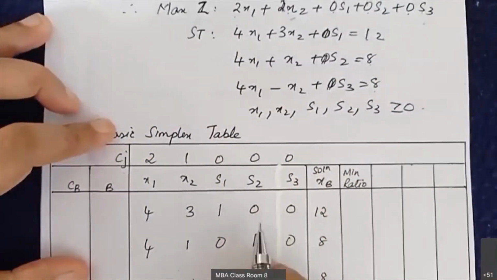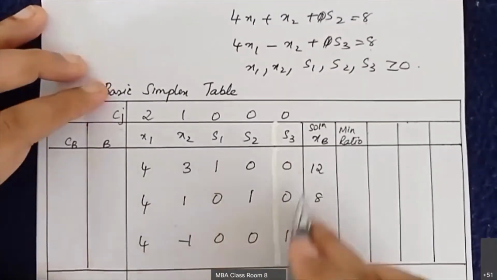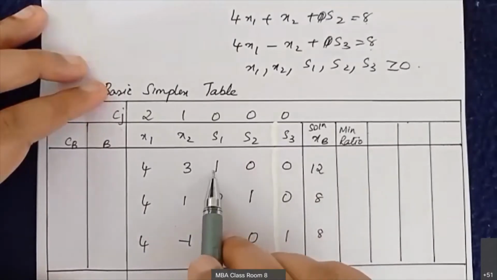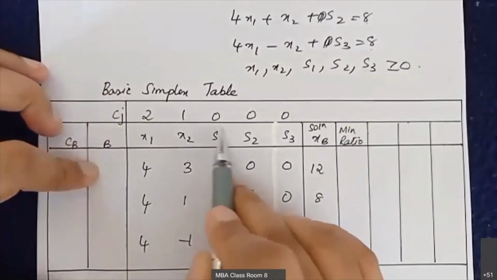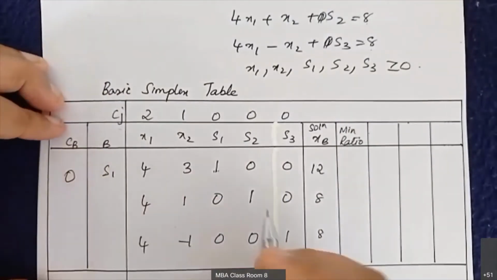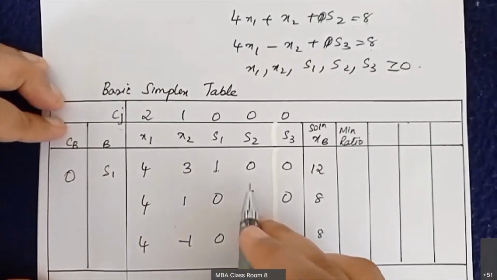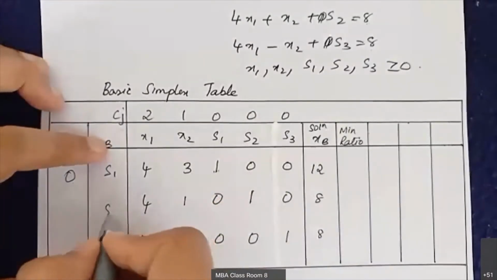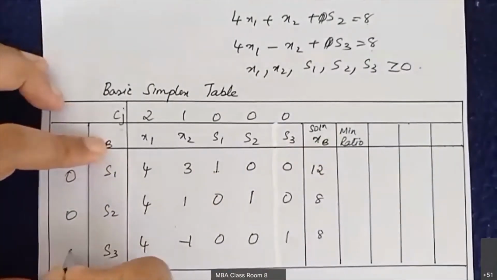Now how will you decide the basic variables over here? You have to check for the identity matrix. So here we have 1, 0, 0, 0, 1, 0, 0, 0, 1. Corresponding to the first row, the basic variable is going to be S1 with coefficient 0. In the second row I have 1, so the basic variable is S2, with 0. Similarly, in the third one, we have S3 and 0.